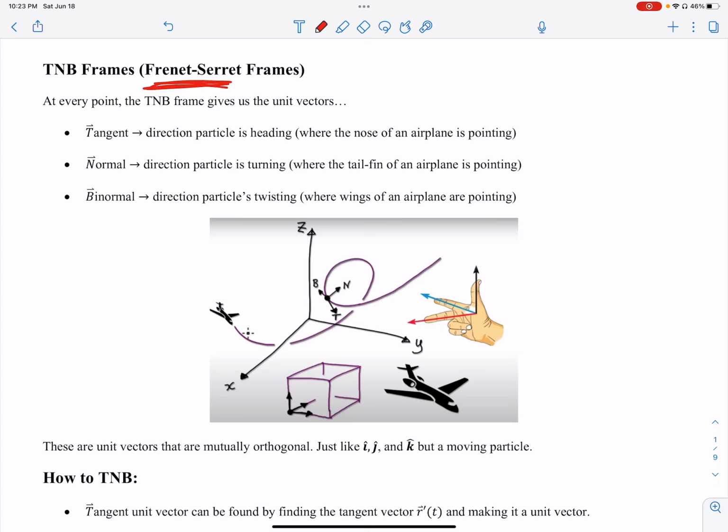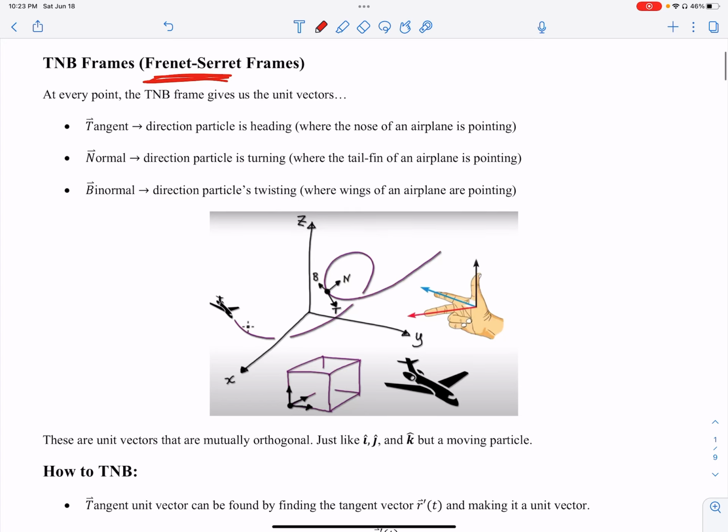If we were sitting inside the plane, riding around in the stunt plane, flying around in the air, our perspective would be changing every second that we're flying, and it would be going all over the place. What this TNB frame captures is which way the plane is flying, turning, and twisting.